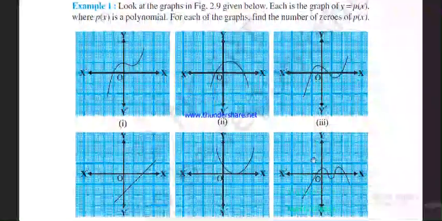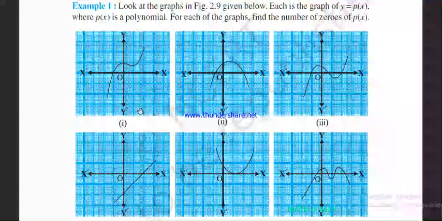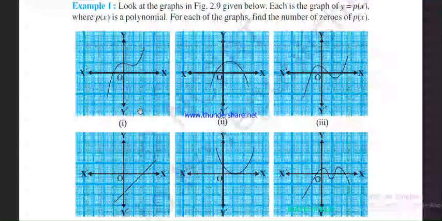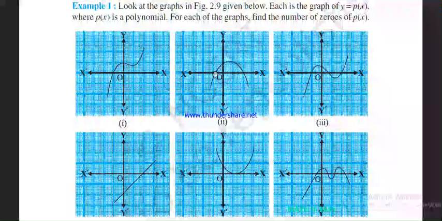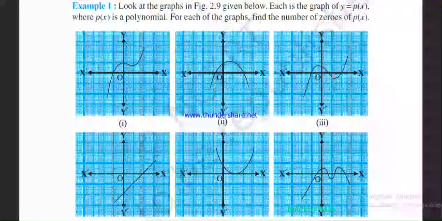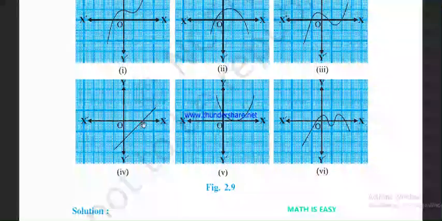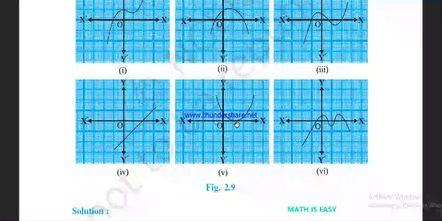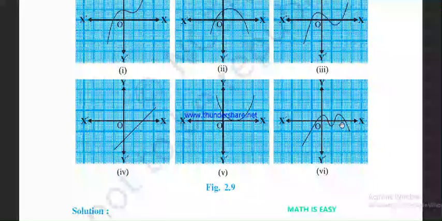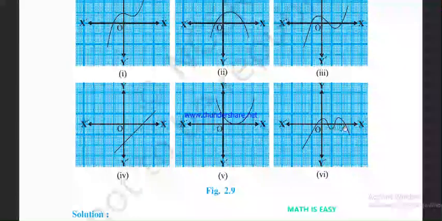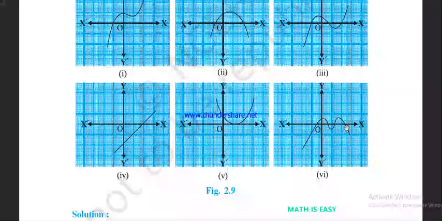This question says that by looking at the graph, you find out how many solutions exist. Okay. So just look at the graph. It is intersecting at 1 point, so there is only one solution. It is intersecting at 2 points, so there are 2 solutions. At 3 points, so 3 solutions. At 1 point, so 1 solution. At 1 point, 1 solution. At 4 points, 1, 2, 3, 4, there will be 4 solutions.